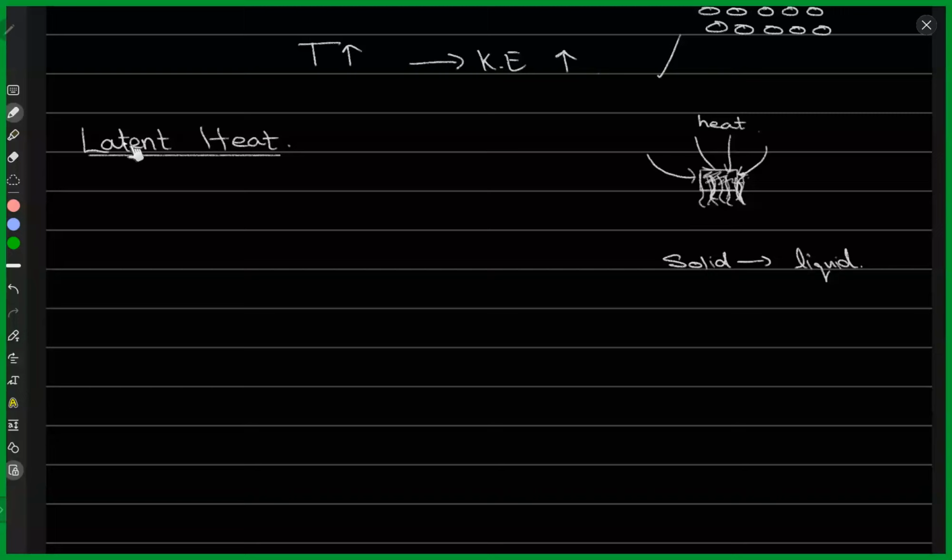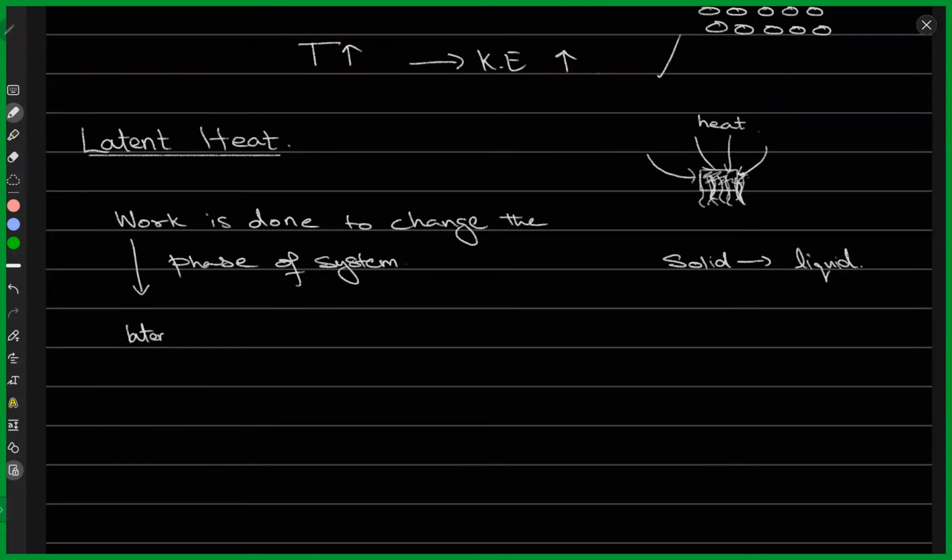right? It's sometimes also called latent heat of vaporization or latent heat of fusion, just because you can relate it to changing the phase of the system, right? So latent heat is something like you're doing work. Work is done to change the phase of the system. This work is known as latent heat.